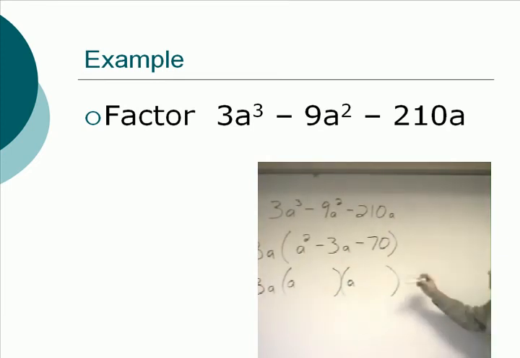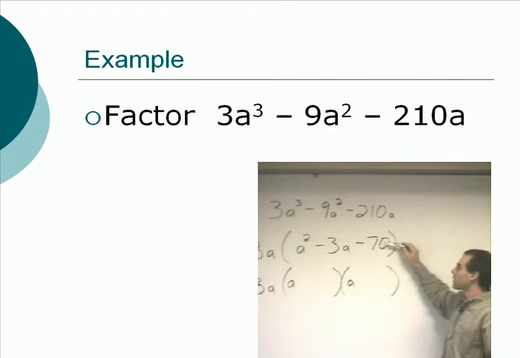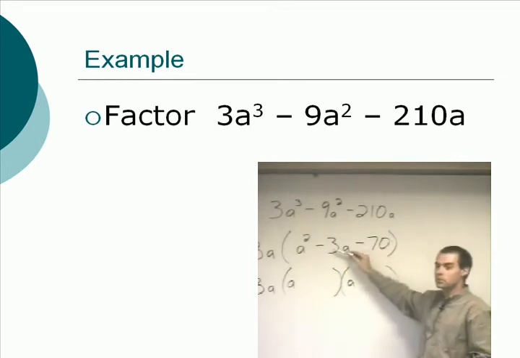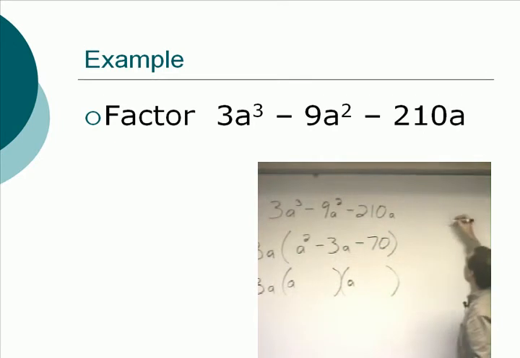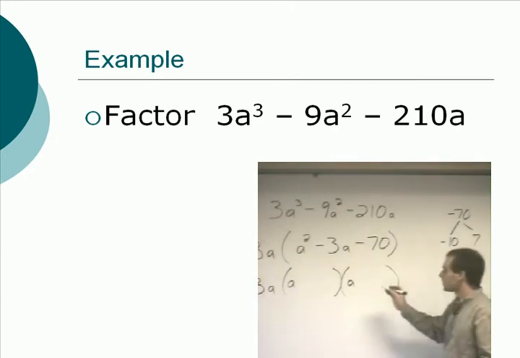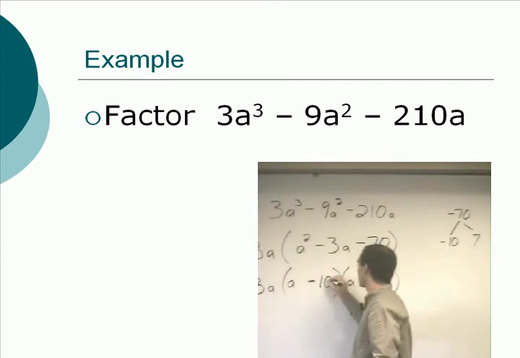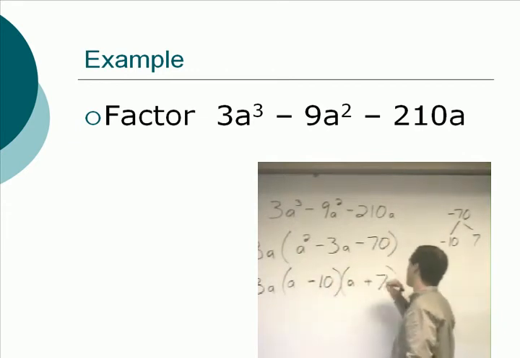Now, two numbers that multiply to give a product of negative 70, but add up to negative 3. Yep, negative 70 can be factored into negative 10 and 7. They add up to negative 3, so that's them. a minus 10, a plus 7.